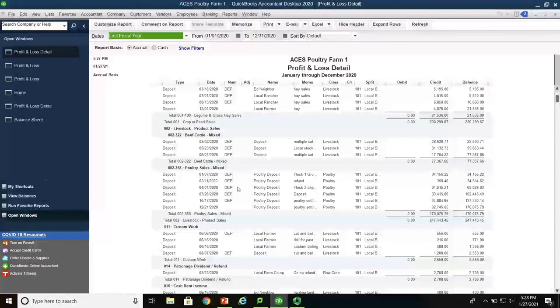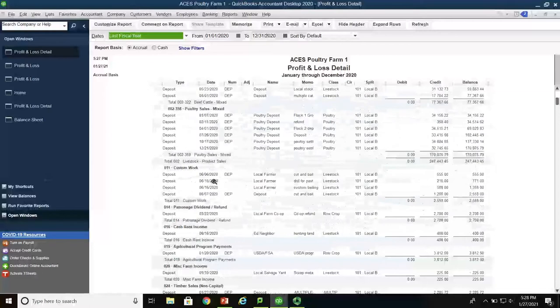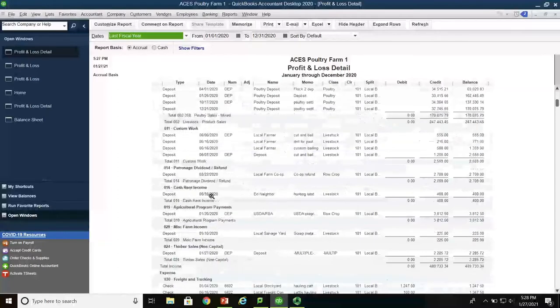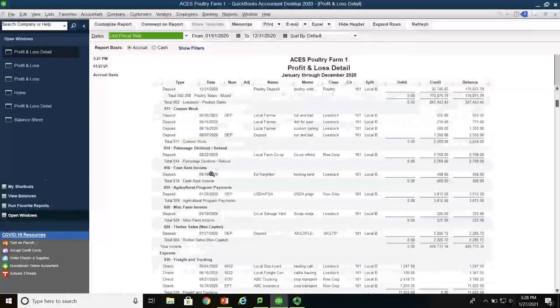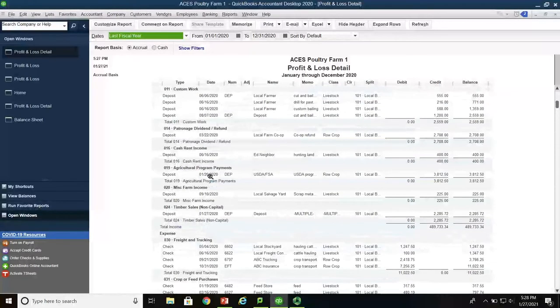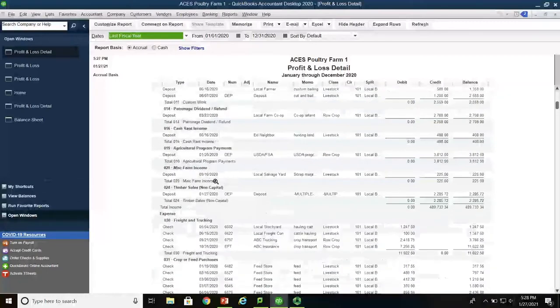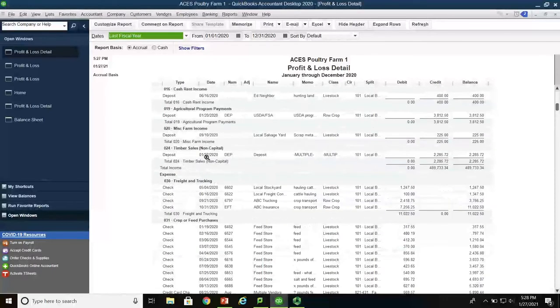This is a refund. Then we also have income where the farmer made some custom work income. Here's the patronage dividend. Here, it looks like the farmer rented some hunting land to one of his neighbors. Here's some agricultural program payments. Here's some miscellaneous farm income where they sold scrap metal to a local salvage farm. Here we have timber sales. Looks like it's probably stumpage sales.